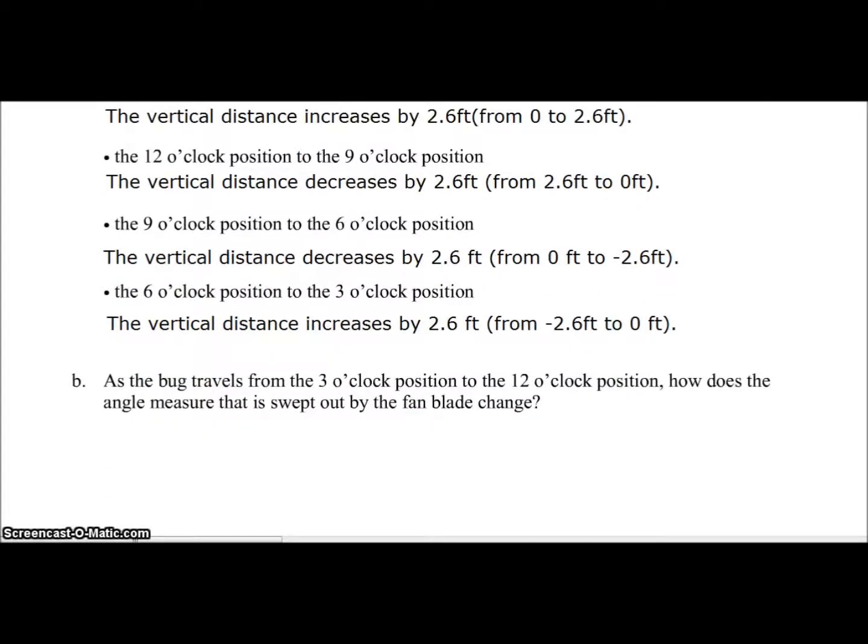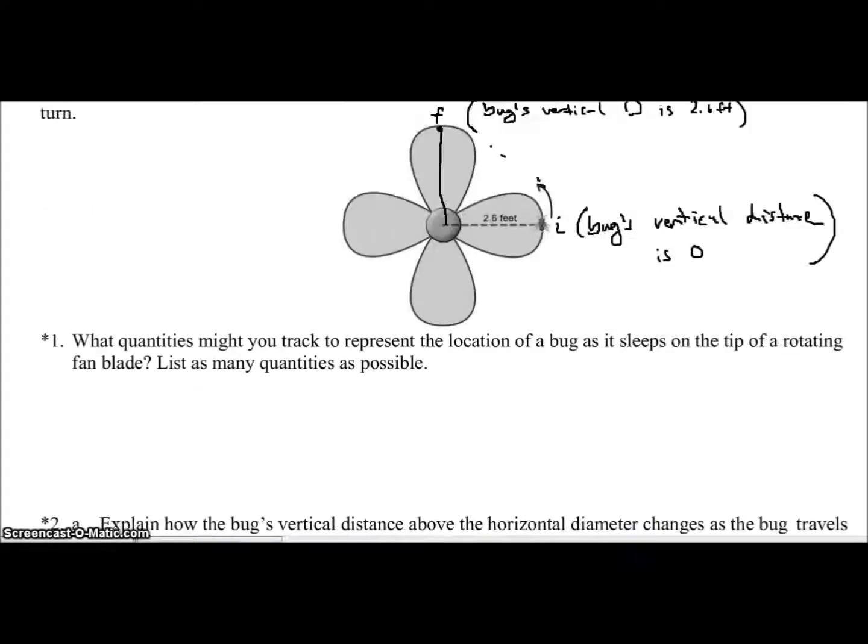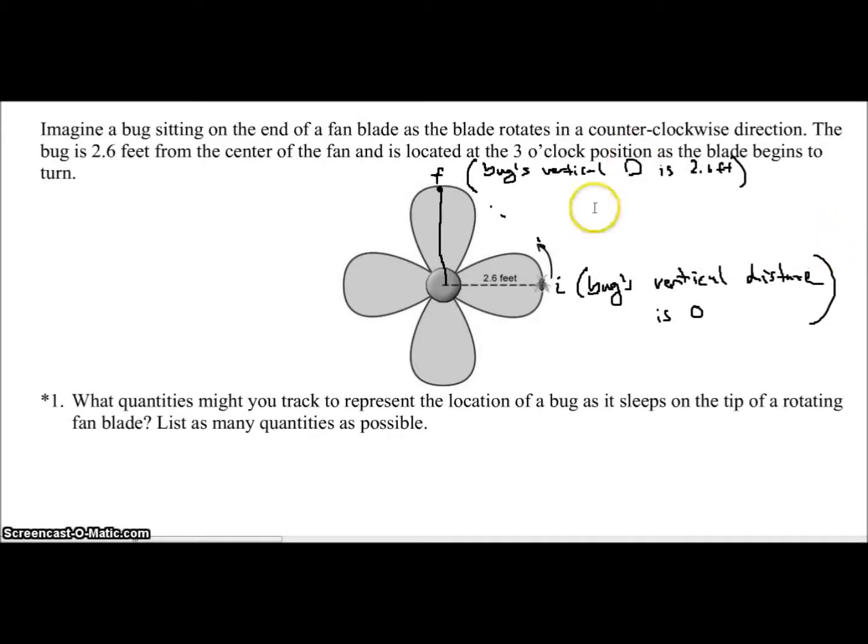As the bug travels from the 3 o'clock position to the 12 o'clock position, how does the angle measure that is swept out by the fan blade change? So again, looking at these same initial and final points here, if we start initially at 3 o'clock and we change to 12 o'clock, notice initially, we don't even have an angle measure. The terminal and initial sides of our angle are the same. The bug hasn't moved at all, so there's no angle measure associated with it.